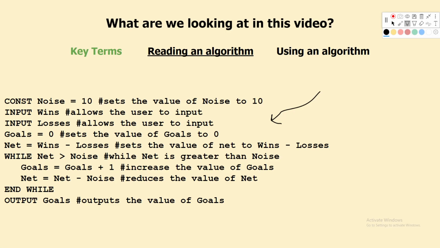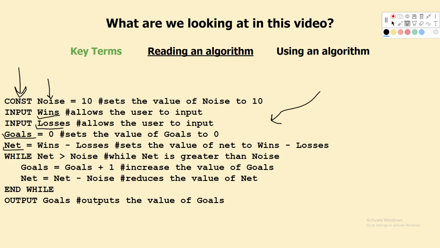So hopefully you have paused the video, you have written down a list of what variables you think you're going to come across. First one here, we've got noise, and that is going to be worth 10. We're going to input wins, we're going to input losses. We're setting goals to 0. We've created net here. So these are all the different variables that we've come across. This const here is short for constant. It's related to a variable in that it's a piece of information, but the constant stays the same. So the noise stays the same the whole way through, so it doesn't change.